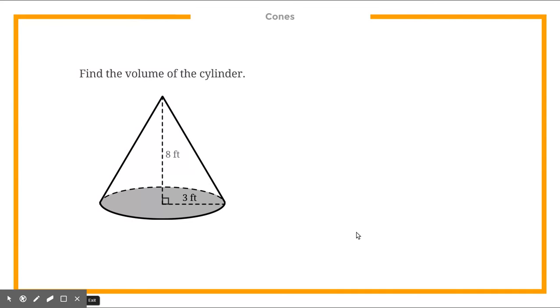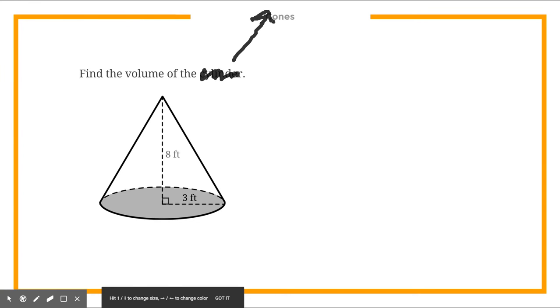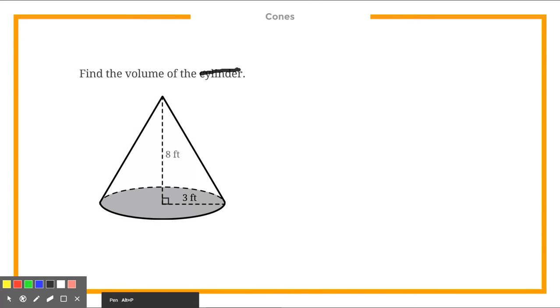And now we're going to talk about, and that says cylinder, but it's actually a cone. So we can just cross that out and we'll point up to a cone, but you get the idea. Okay, so find the volume of the cone.